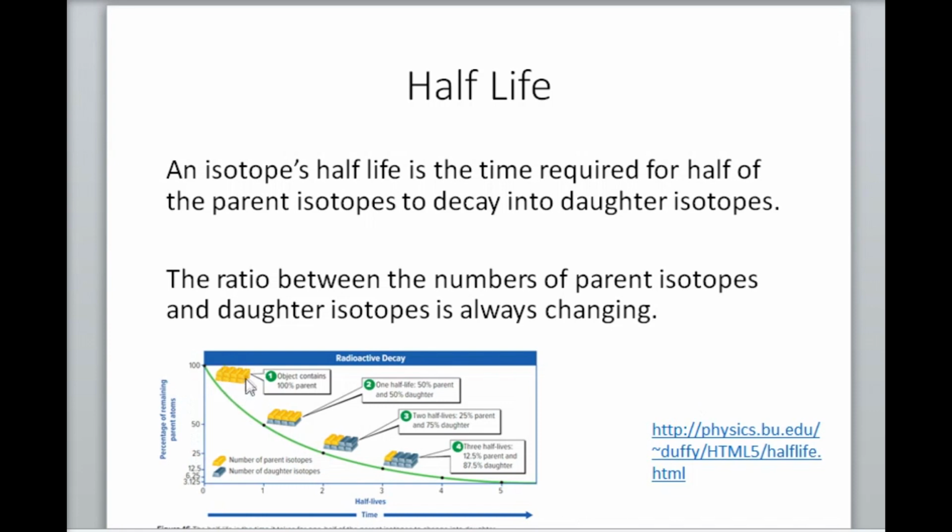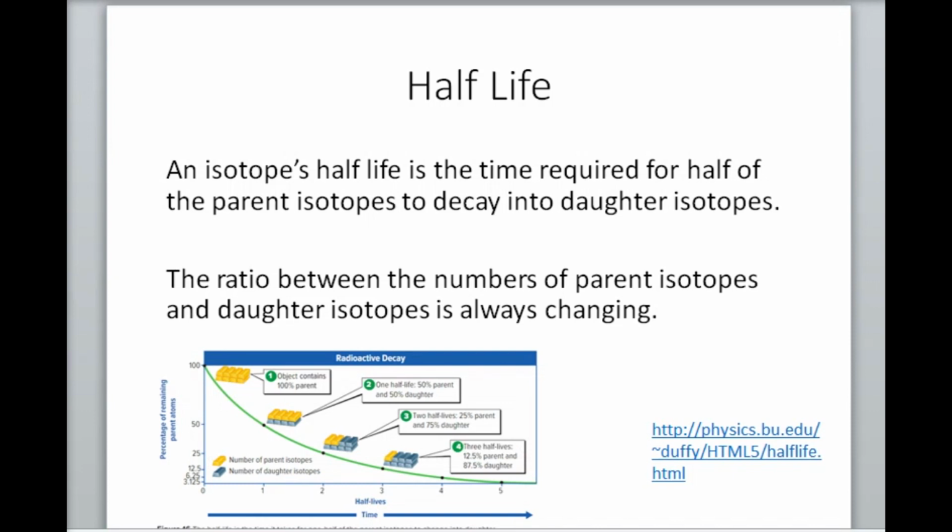So here it's 100% parent, then it's 50-50 at one half-life. Now, at your second half-life, you're going to be at 25, because 100 divided by 2 is 50, divided by 2, which is 25. So that's your second half-life. And as you can see, now you've got more daughter isotopes than you have parent isotopes. Then at the next half-life, which is 12.5% of the original parent isotope, you can see even more.